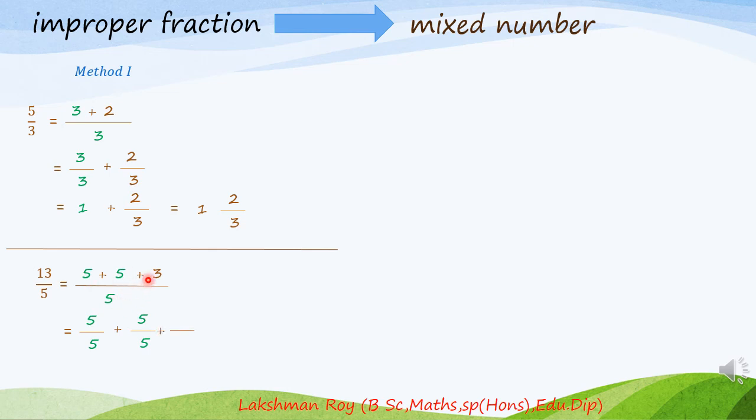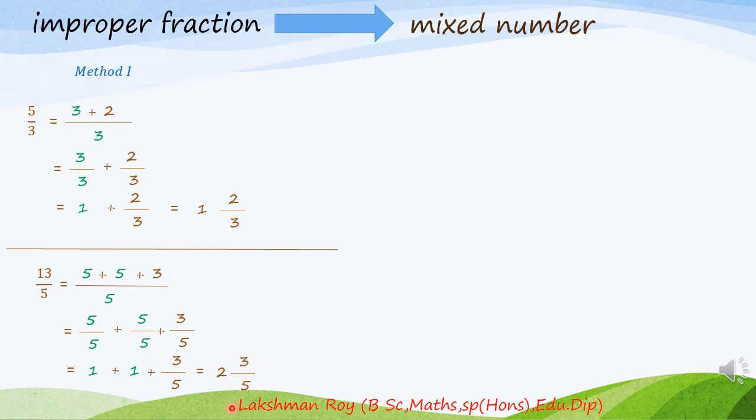Now what is the answer to 5 divided by 5? 5 divided by 5 means 1. So this 5 divided by 5 also means 1. And this is a fraction, 3/5, right? Now 1 plus 1, whole numbers addition, that is 2. Then you write 2 plus 3/5, meaning 2 and 3/5. So this is a mixed number. Understand? So that is so easy, right?